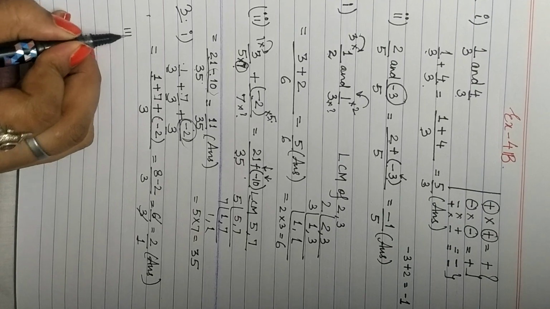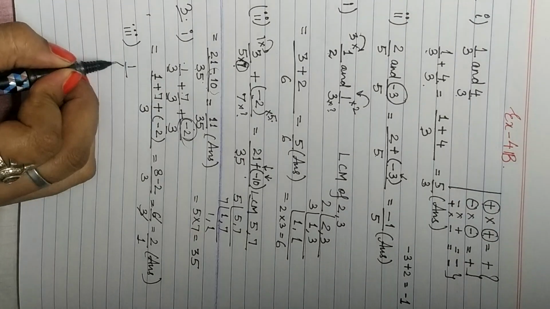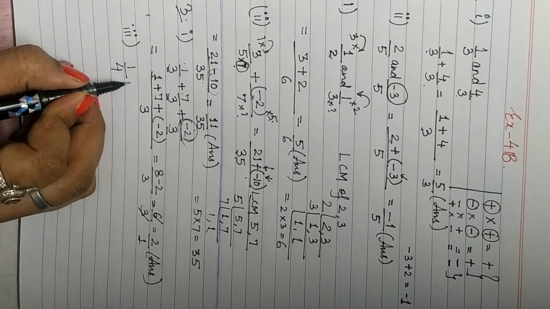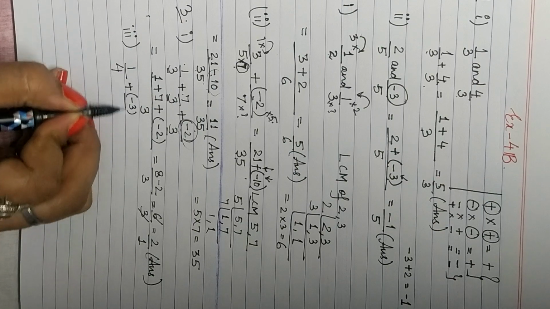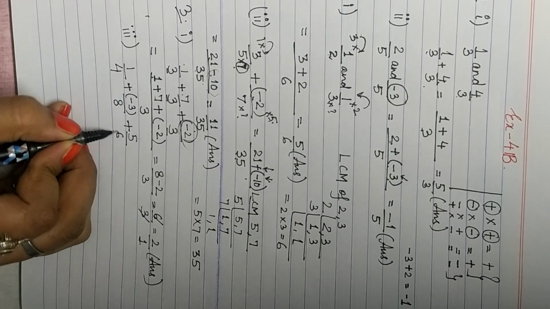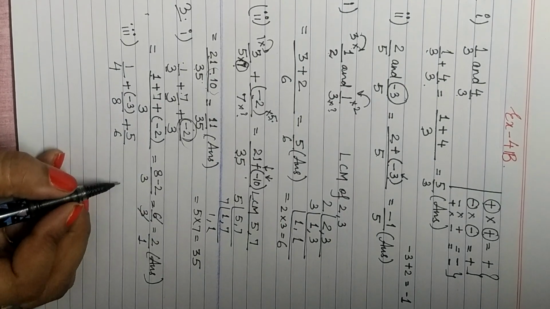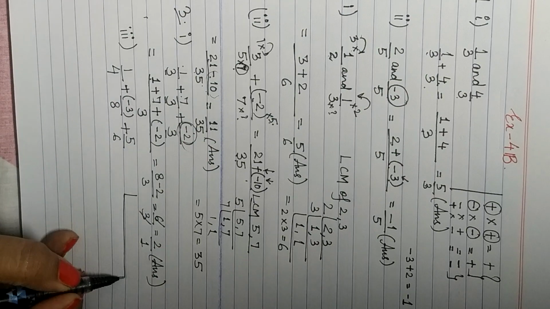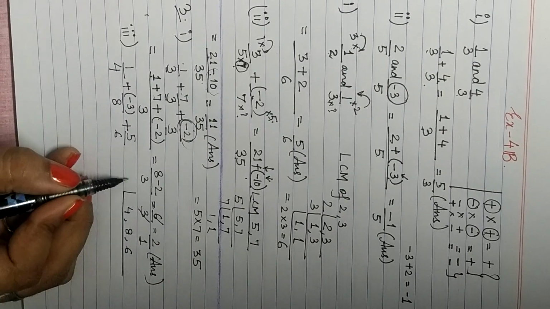Question number 3, third bit says 1 by 4 plus again minus 3 by 8, I am keeping it in a bracket, plus 5 by 6. So in this case we have to take the LCM of 4, 8 and 6.